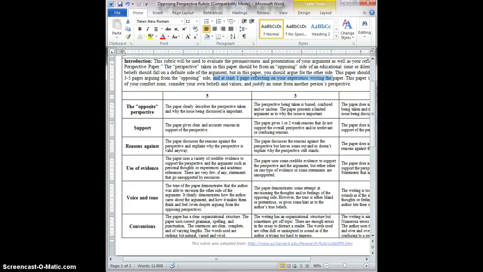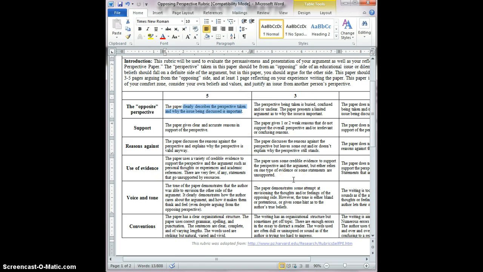Let's look at the persuasive component of this assignment, the 3 to 5 page paper. In this rubric, you can see that we've broken down the evaluation of this paper into 6 areas, each of which is worth up to 5 points. The first area relates to taking this opposing perspective. The standard here reads that you should clearly describe the perspective taken and why the issue being discussed is important.